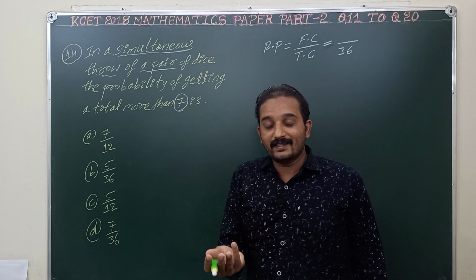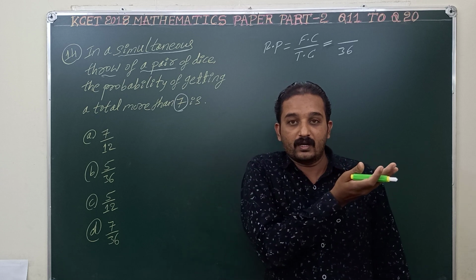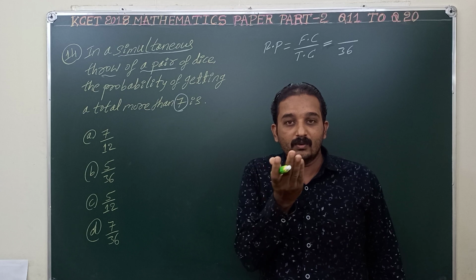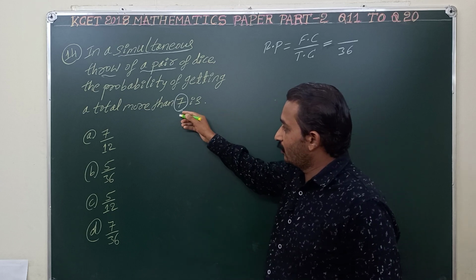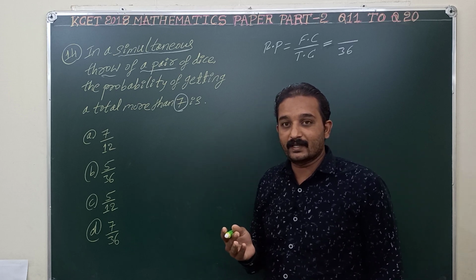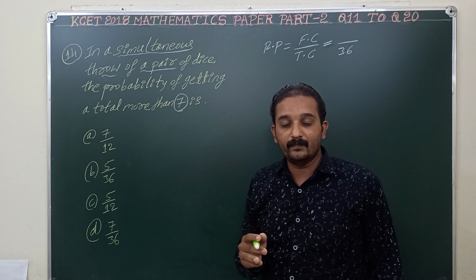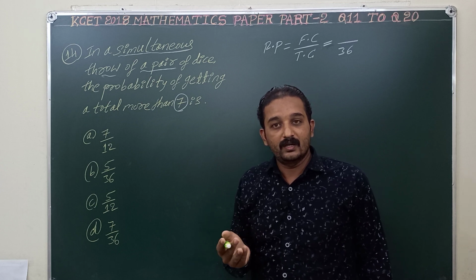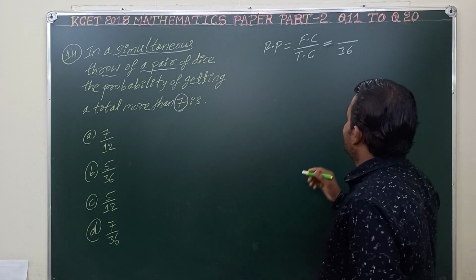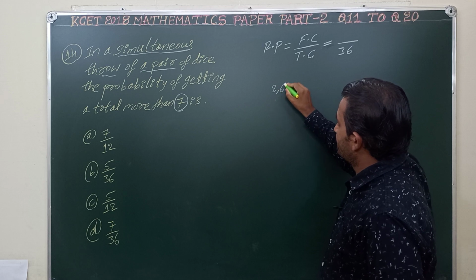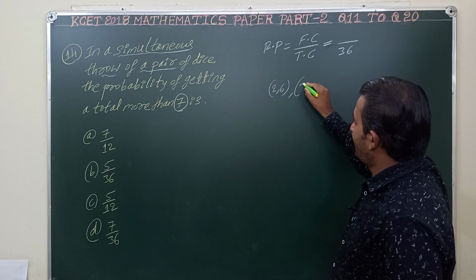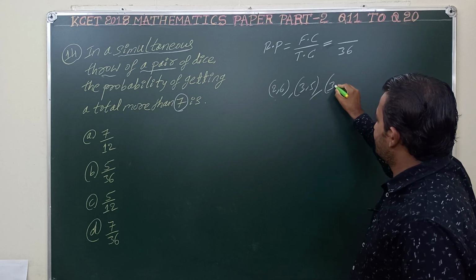So in the 36 cases, the first row is 1 1, 1 2, 1 3, 1 4, 1 5, 1 6. These add up to at most 7, but we need more than 7. Next row, 2 1 not favorable, 2 2, 2 3, 2 4, 2 5 is 7, 2 6. Here 2 6 is a favorable case. Next, the third row: 3 1, 3 2, 3 3, 3 4, 3 5. 3 5 is a favorable case, 3 6 is also a favorable case.